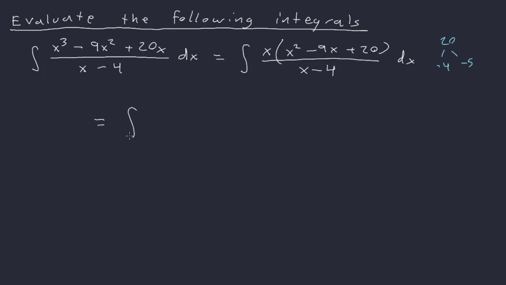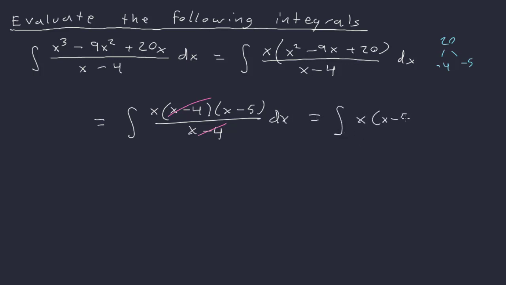So we end up with the integral of x times x minus 4 times x minus 5 all over x minus 4. And there we go. The x minus 4's cancel. Don't forget our dx here. And so now we have the integral of x times x minus 5 dx. And now I would just do one final distribution to get the integral of x squared minus 5x dx. And then we can integrate.